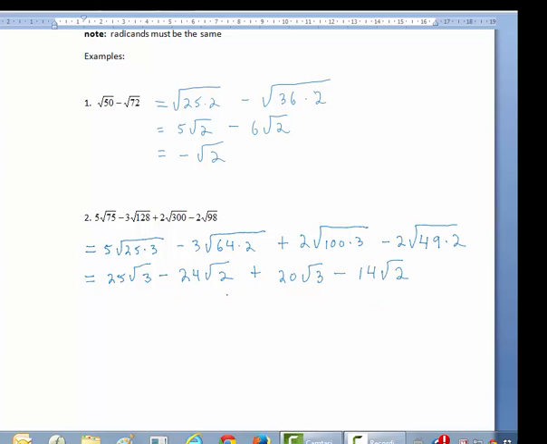I look at all of these expressions, I look for my like terms, which consist of those numbers that have the same radicand. So we have same radicand here and same radicand here. I'm going to start with the 3's. 25 root 3 plus 20 root 3 is equal to 45 root 3, and minus 24 root 2 minus 14 root 2 is minus 38 root 2.